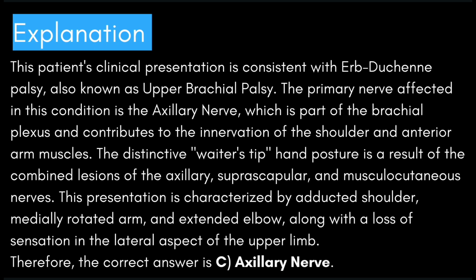If not, moving on. This patient's clinical presentation is consistent with Erb Duchenne Palsy, also known as upper brachial palsy. The primary nerve affected in this condition is the axillary nerve, which is part of the brachial plexus and contributes to the innervation of the shoulder and anterior arm muscles. The distinctive waiter's tip hand posture is a result of the combined lesions of the axillary, suprascapular, and musculocutaneous nerves. This presentation is characterized by adducted shoulder, medially rotated arm, and extended elbow, along with a loss of sensation in the lateral aspect of the upper limb.